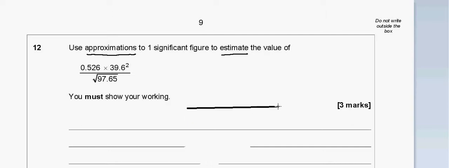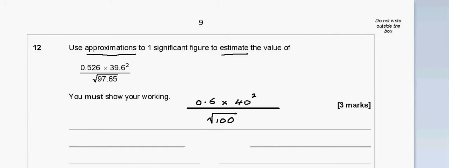So what we're going to do is we're going to make all of these numbers to one significant figure. So 0.526 to one significant figure would be 0.5, multiplied by, to one significant figure, that would be 40, and that's squared, and we want root 97.65 to one significant figure would be 100.